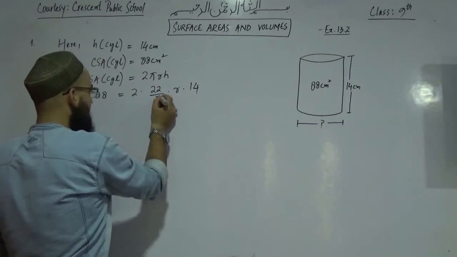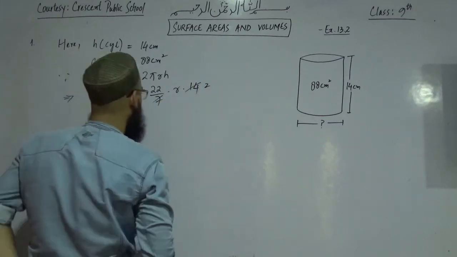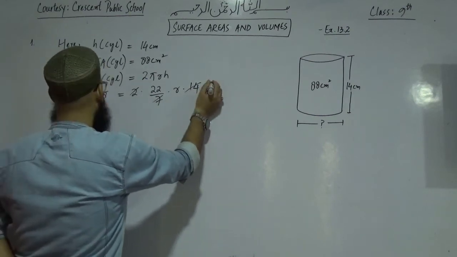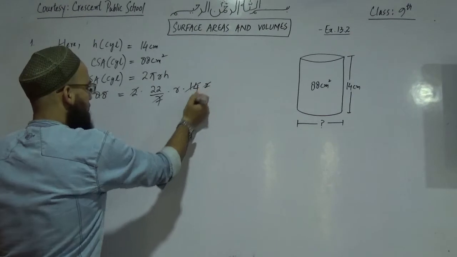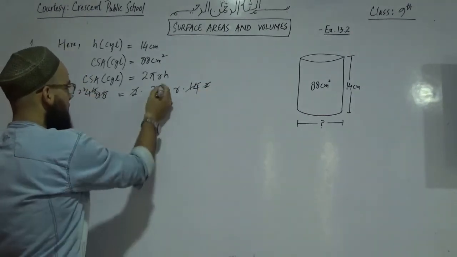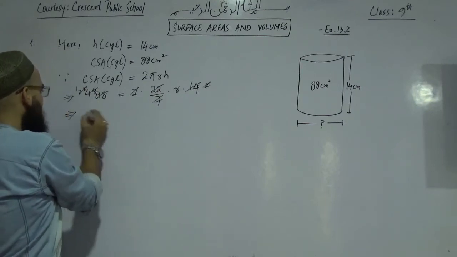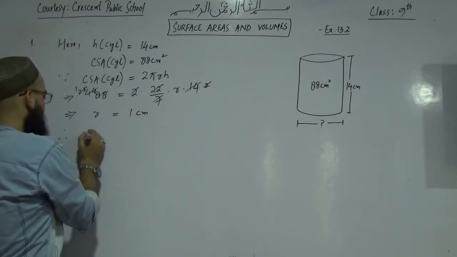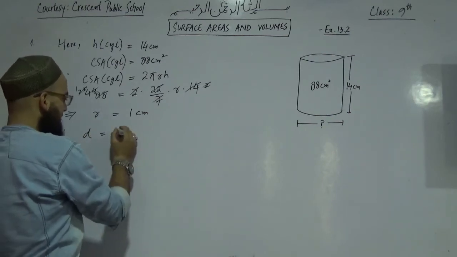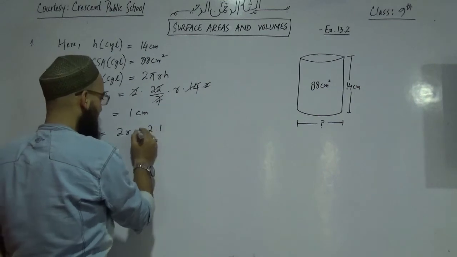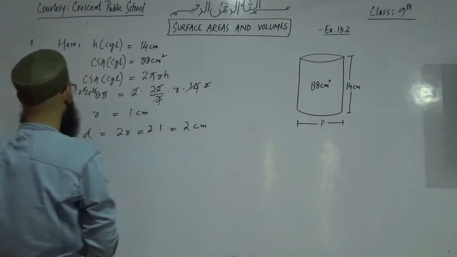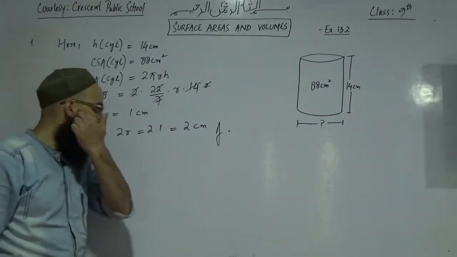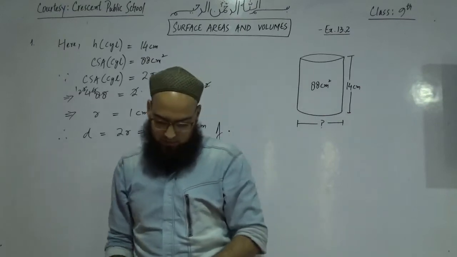Now we can do cancellation. 7 ones are 7, 7 twos are 14. Then 2 ones, 2 fours, and so on, then 22 ones and 22 ones, which implies that r is equal to 1 centimeter. So you got radius 1 centimeter. Therefore, diameter, you know diameter is 2 times r, that is 2 times 1, and that is 2 centimeter, and that's your answer. You were required to find diameter, so diameter of this cylinder is 2 centimeter.